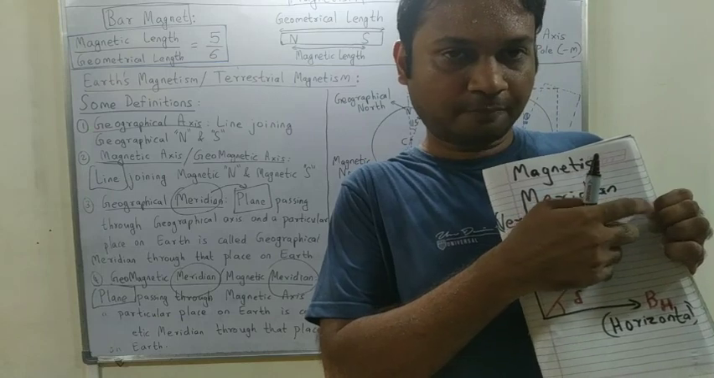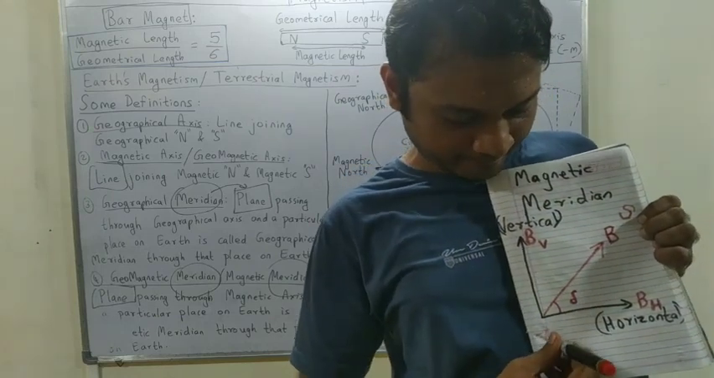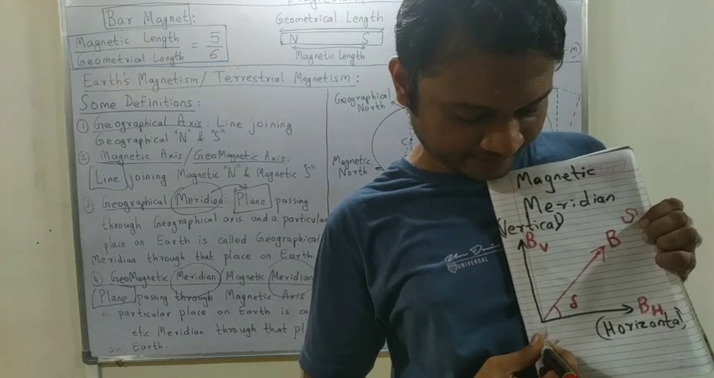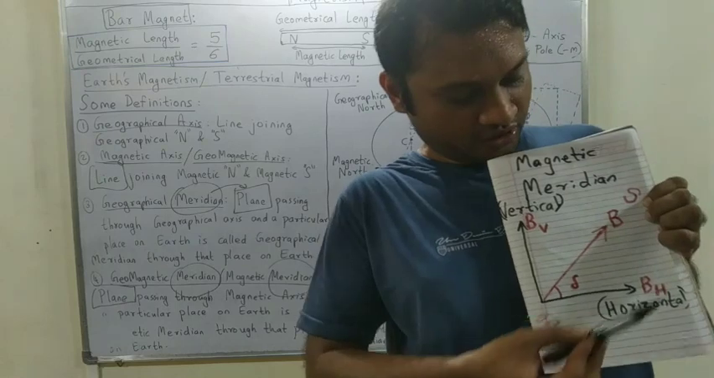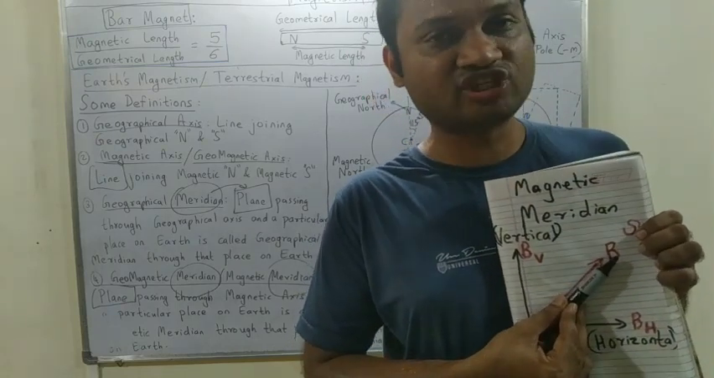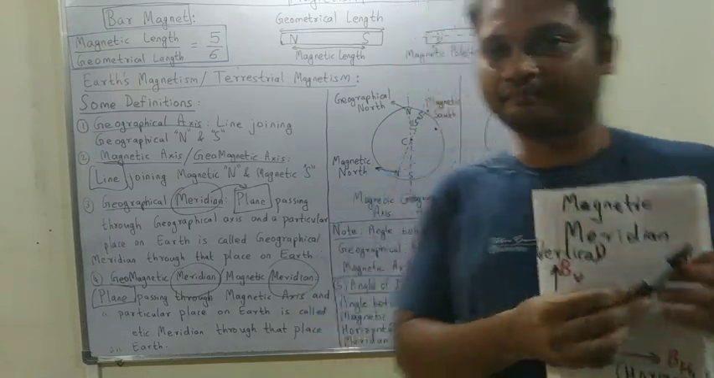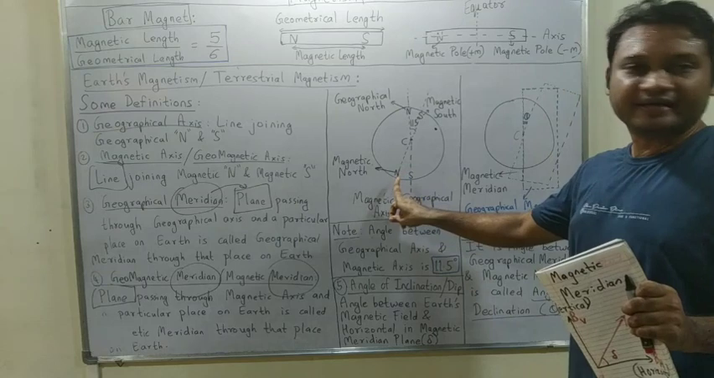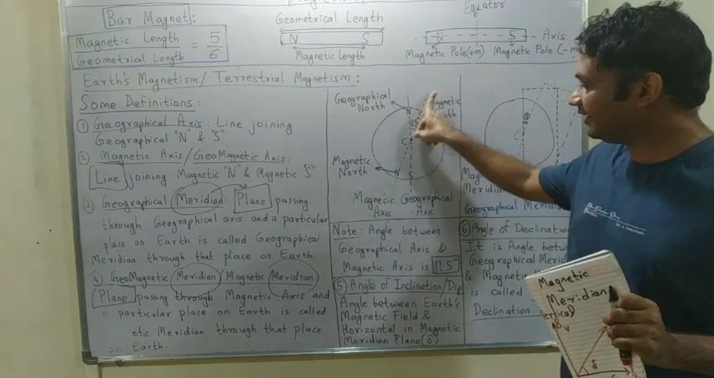This is the magnetic south of Earth, and here we will have magnetic north of the Earth, and here we have magnetic south of Earth. So this is the needle's position in free state. Now this is the direction of magnetic field, because magnetic field of Earth is in north-south direction.